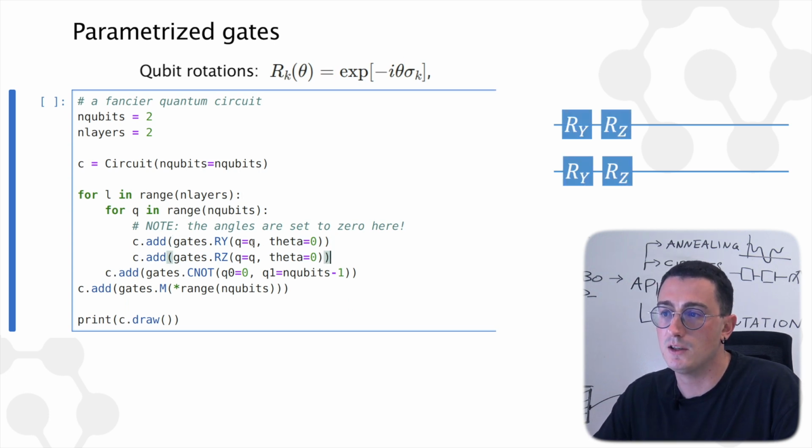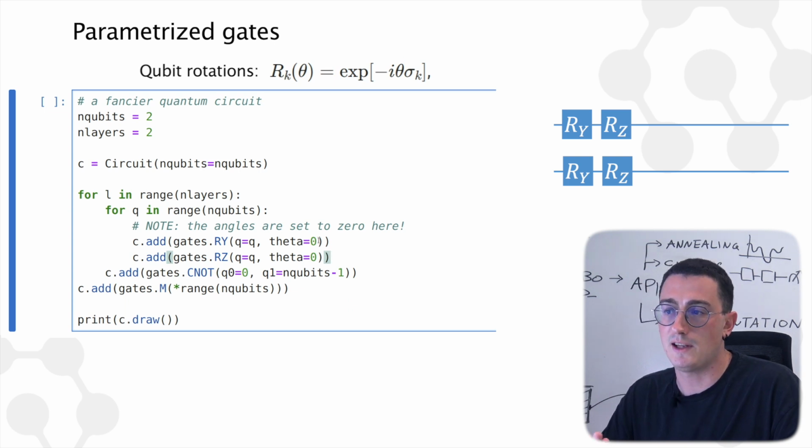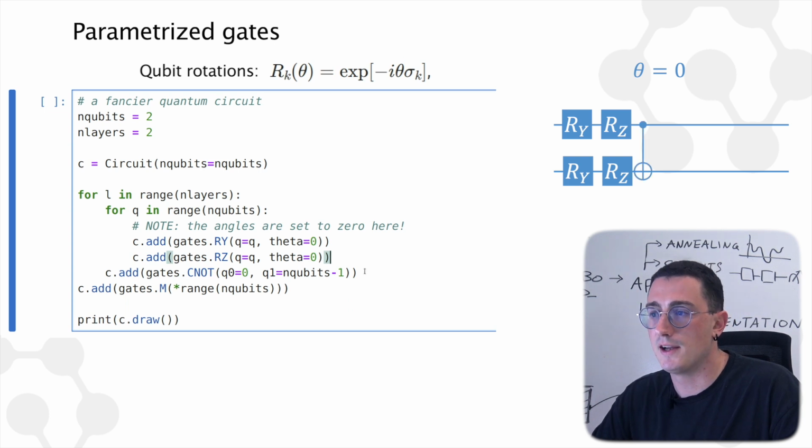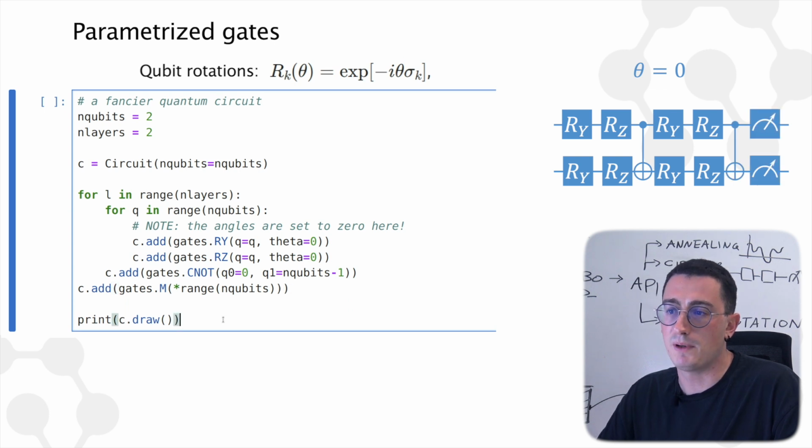So we are looping over the qubits. Indeed, we are setting gates.ry and gates.rz, in which we set q equal to q, which is looping over the qubits. And then we should specify also the angle theta. In this case, we start by setting theta equal to 0. Then we add a control gate, a CNOT gate, the measurements gates, and finally we print the circuit.